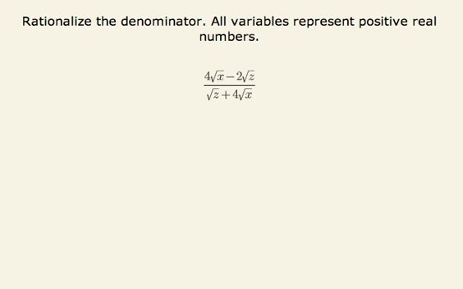Rationalize the denominator. All variables represent positive real numbers. We have here a radical expression. We have some radicals of z, and we have some radicals of x. And to rationalize this, I'd like to be able to get rid of those radicals. The way that we do that is we try and multiply by an appropriate choice of the number 1.